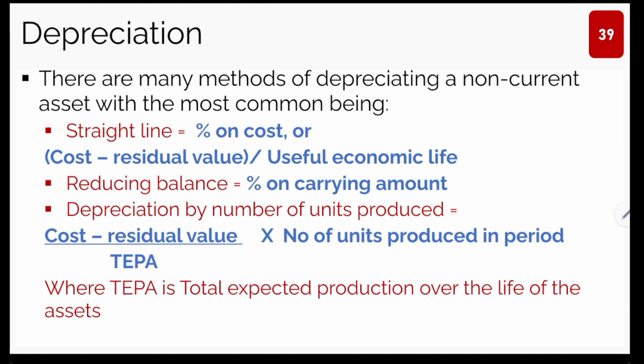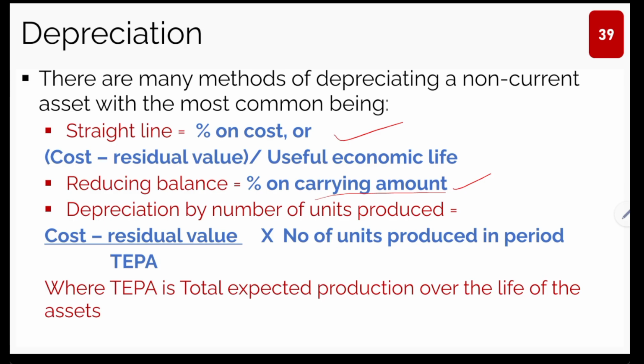So let's understand some of these methods. We could either have the straight line method, and if you want to calculate depreciation, if you're given a rate, you multiply the rate by the cost of the asset, and that gives you your depreciation. But if you're going to be using the reducing balance method, rather than times the cost of the asset, it will be times the carrying amount of the asset. So it will reduce in balance. For the straight line, it could either be a percentage on cost or cost minus residual value divided by useful life. Reducing balance is a percentage on the carrying amount of the asset.